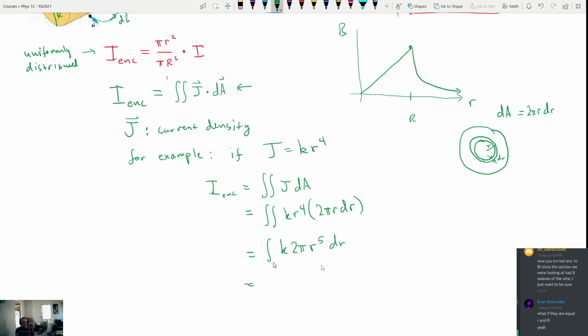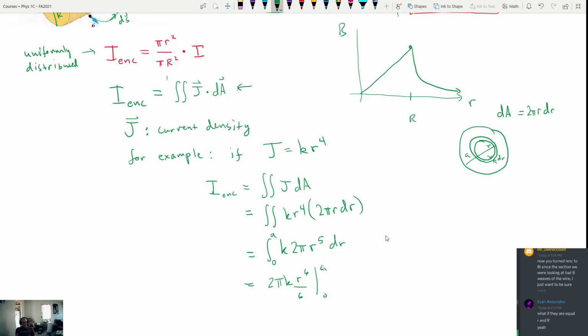So let's say your limits, for example, are from 0 up to some point a. Let's say you're going out to some radius a. You go from 0 to a of this, so obviously you would get 2 pi k r to the 6th over 6 from 0 to a.